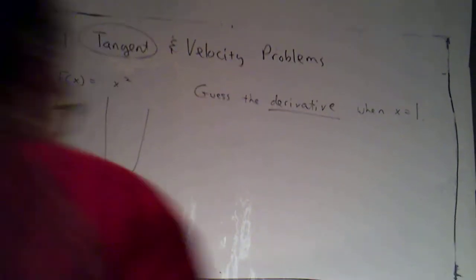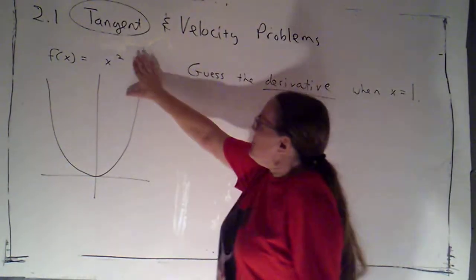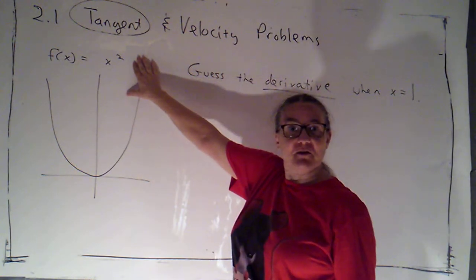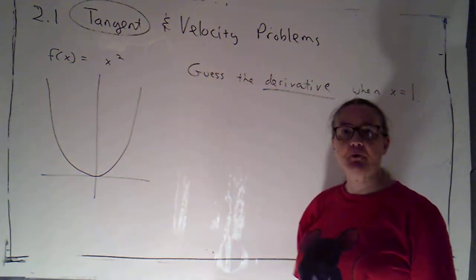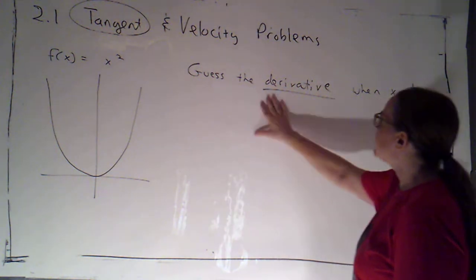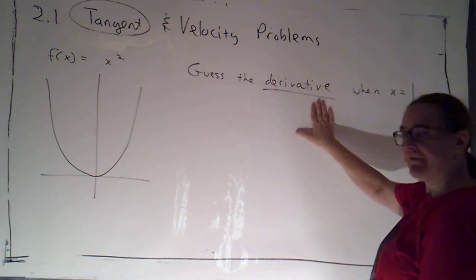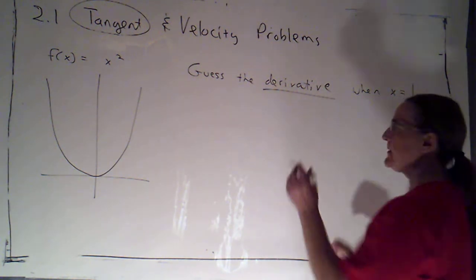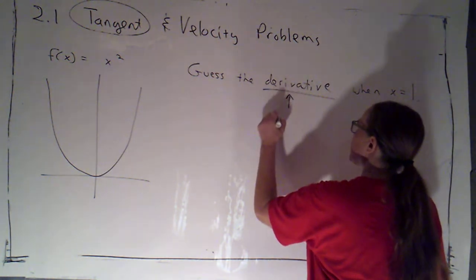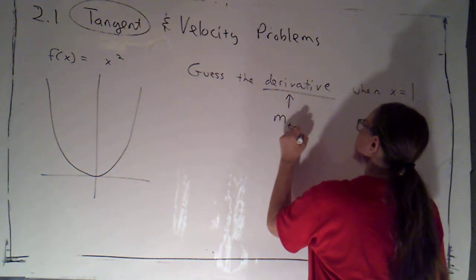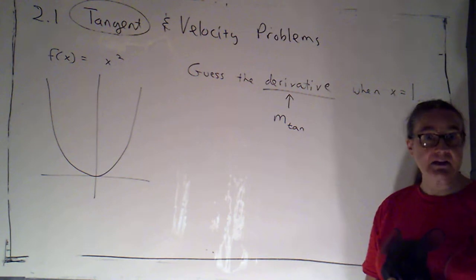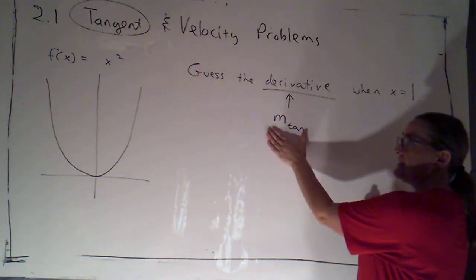We've got a problem up here on the board. We've got this function, f of x equals x squared, which is just our friendly parabola here. And we're being asked to guess the derivative when x is 1. Now I'm just going to remind us that the derivative is the slope of the tangent line. I'm going to introduce this notation for that.